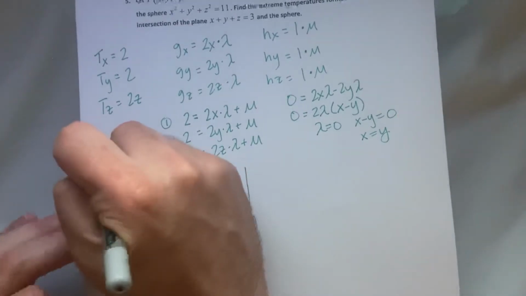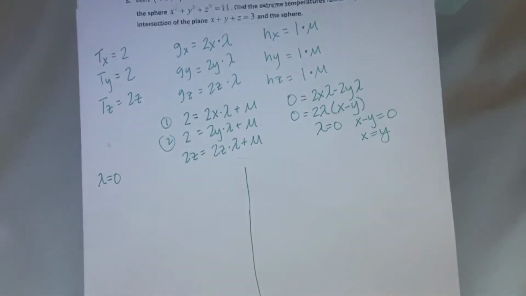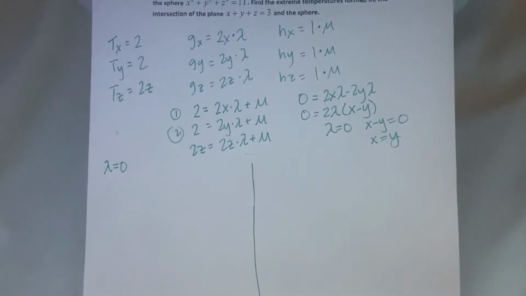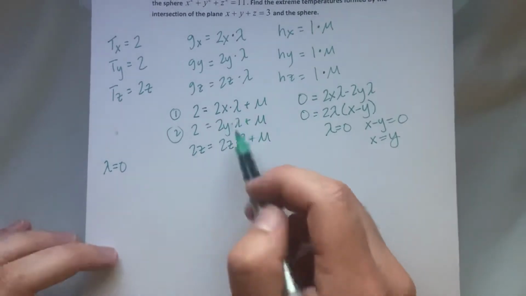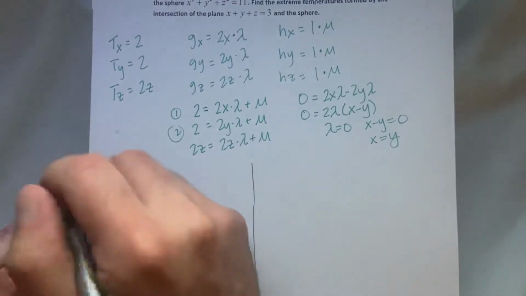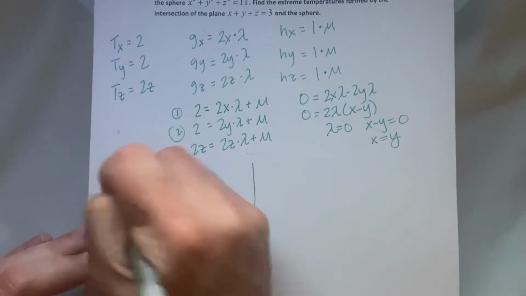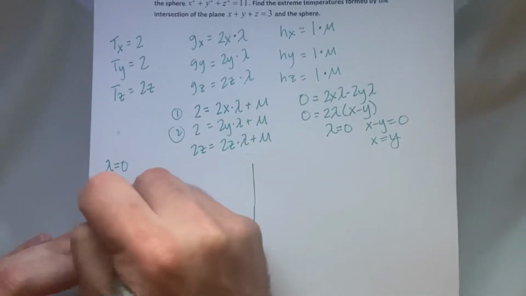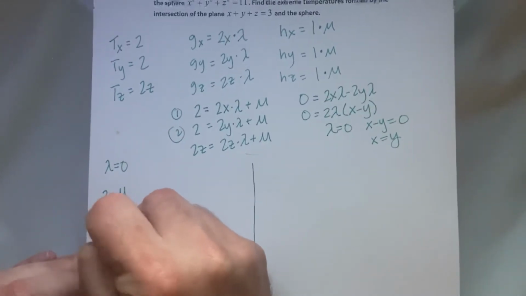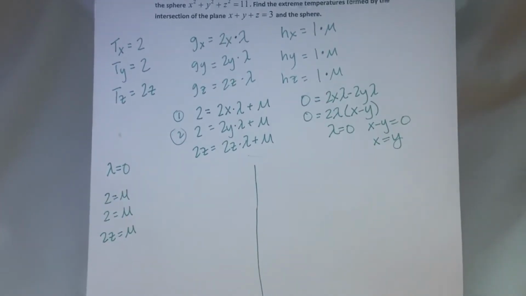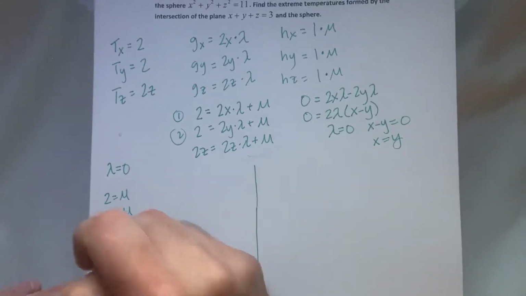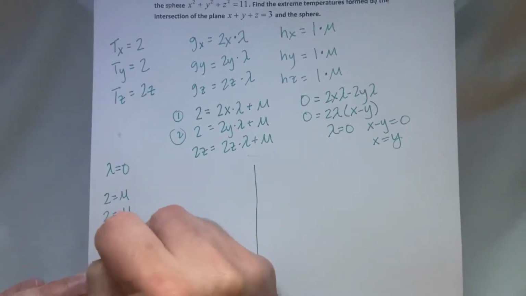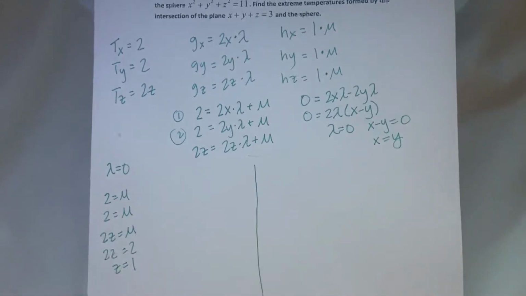So let's first do the easy one, if lambda is 0. If lambda is 0, it makes all of our functions very easy because it's going to kill this 2x, 2y, and 2z. So we get 2 equals mu here, 2 equals mu here, that's a little redundant, and 2z equals mu here. Now if 2z is mu, that means 2z is equal to 2, which means z is 1.